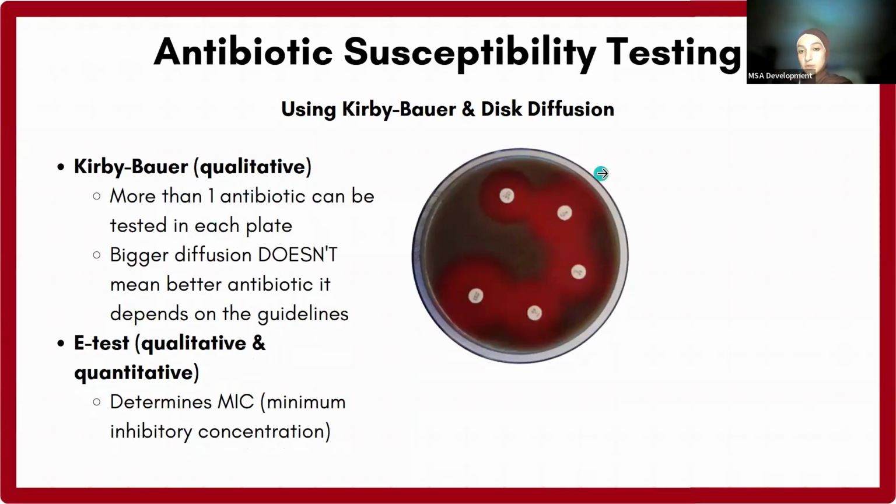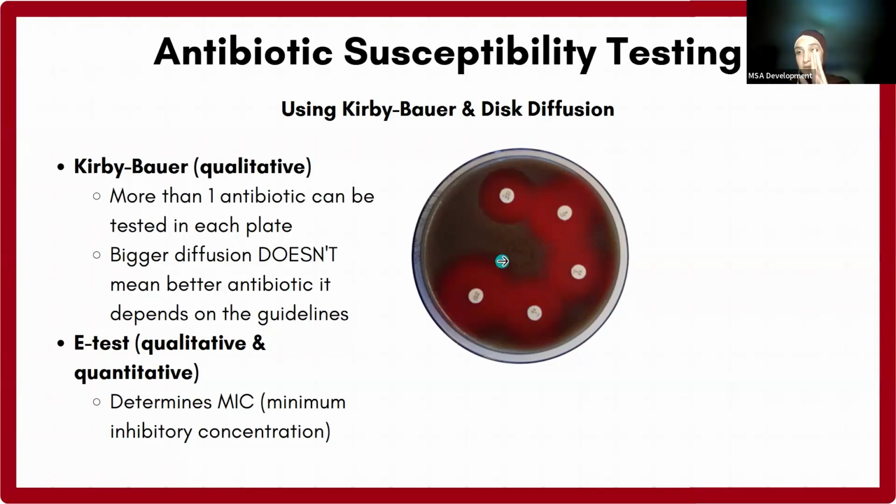Now, this is what Kirby-Bauer looks like. The plate, the agar, will be either a nutrient agar or a blood agar. It doesn't matter. It's usually a nutrient agar. But don't focus on that detail too much. Keep in mind that more than one antibiotic can be tested at the same time. And just because there is a bigger diffusion doesn't mean the antibiotic is better. We have to look at the guidelines and measure the distances between each zone.